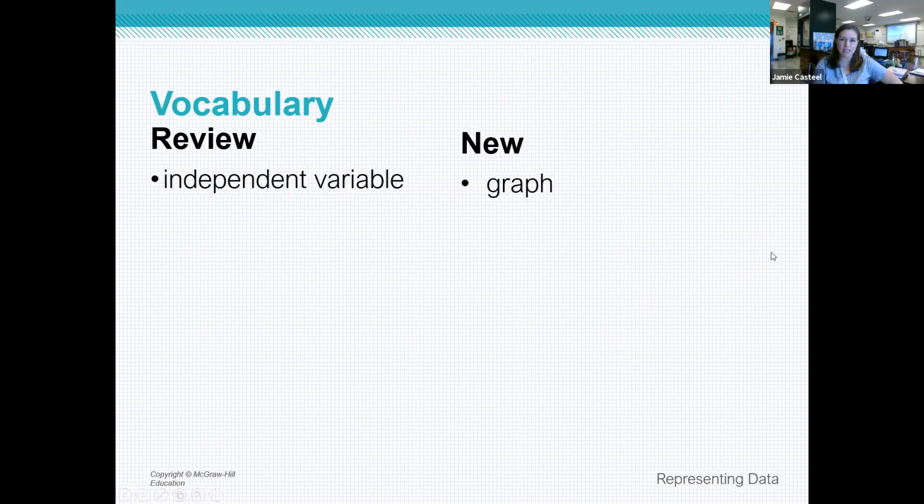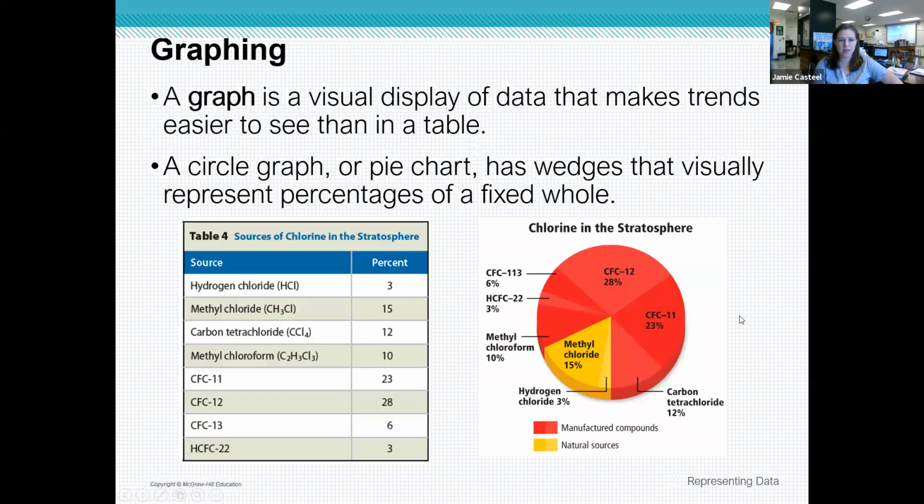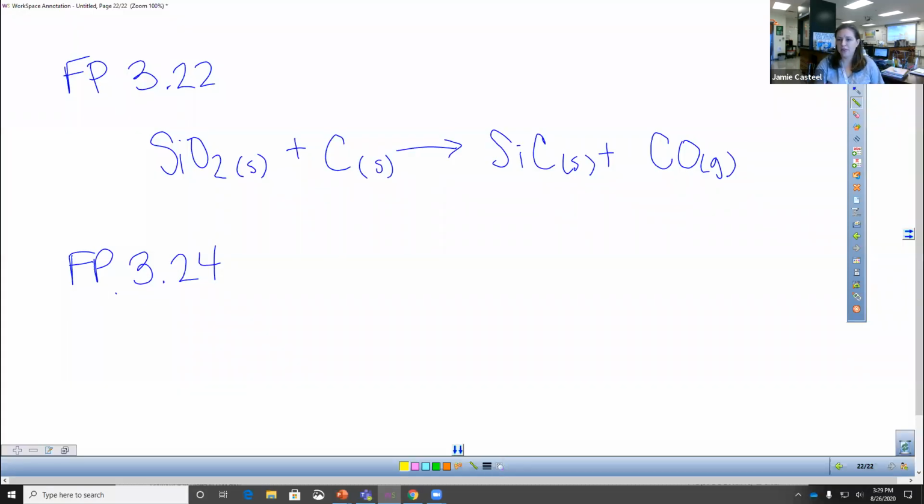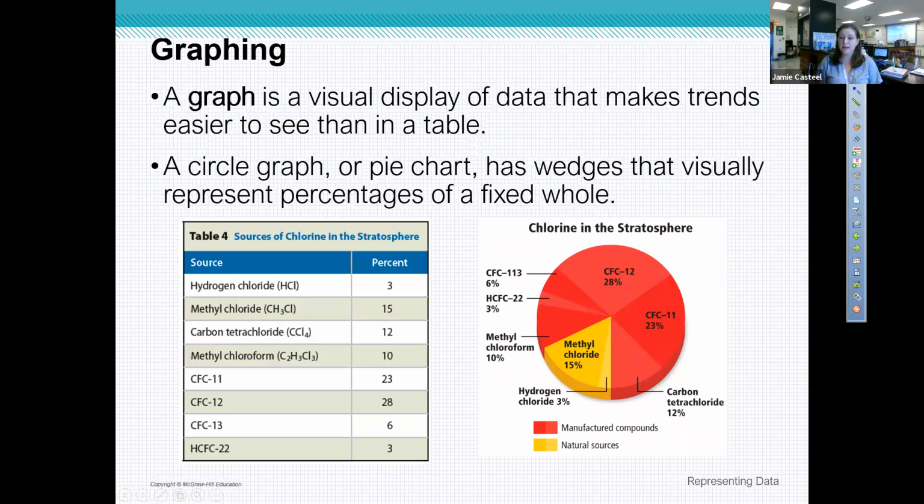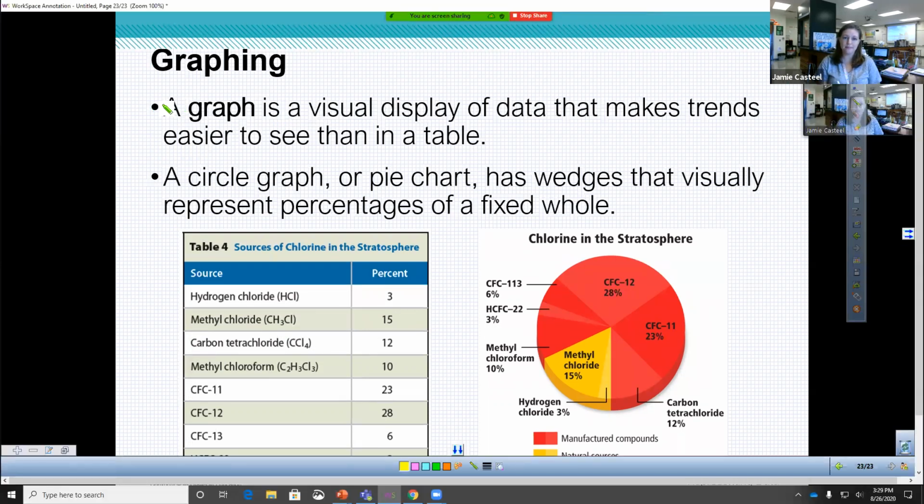The new definition you'll need to look for is graph. And here it is. So I need you to have the definition of graph. If I'm talking about a graph, I'm talking about a visual display of data that makes trends easier to see than in a table.